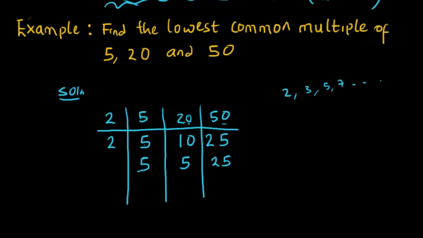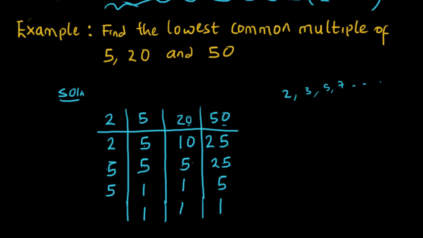So we ask ourselves, can 3 go in either of these? Definitely no. Can 5 go in either of these? Yes. So we have 5. 5 in 5 is 1. 5 in 5 is 1. 5 in 25 is 5. But remember, we can't stop here until we have 1 across the board. So we still put 5. So we've got 1, 1. Then 5 in 5 is 1. So we can stop now.